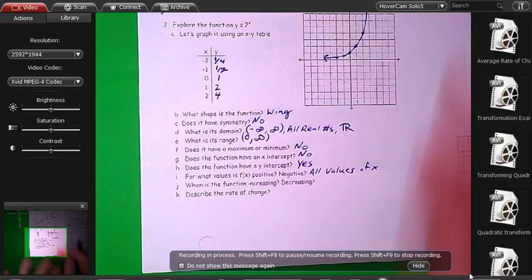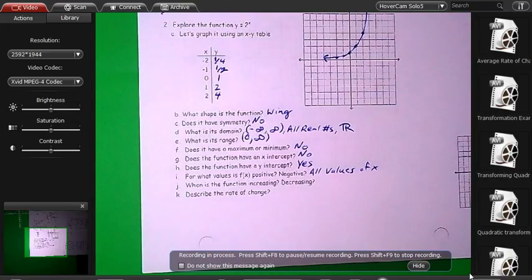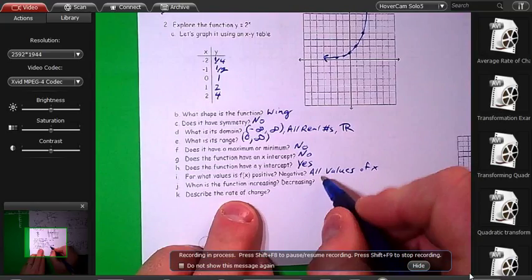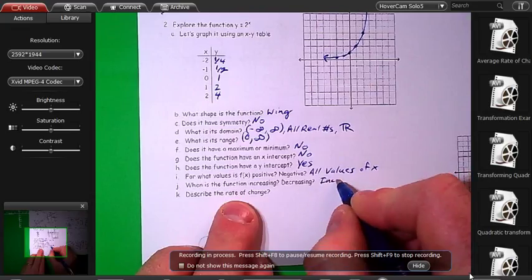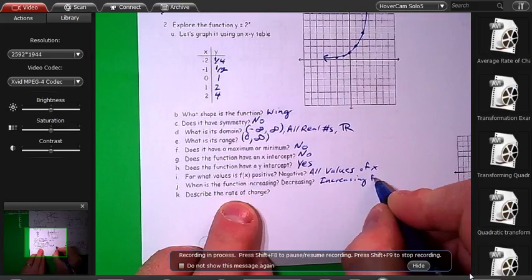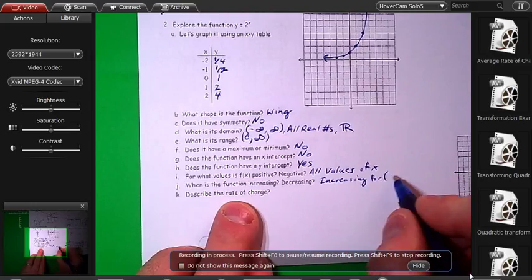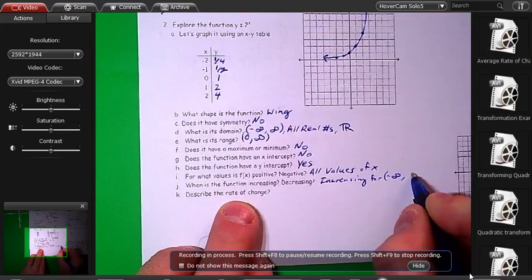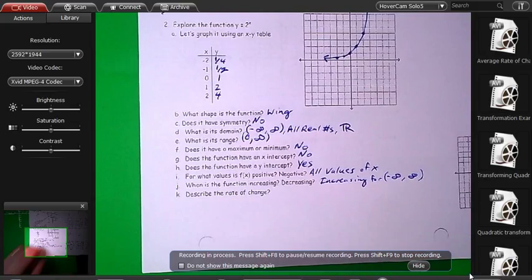All right, when is the function increasing or decreasing? Is this function ever decreasing? No, because it's going up to the right. So it's never decreasing. So you can say it's increasing for negative infinity to infinity. Increasing from negative infinity to infinity.